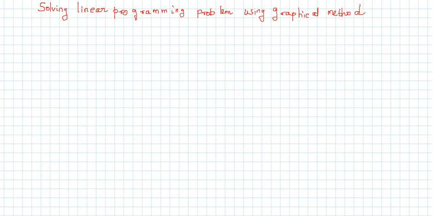Hello all, in this tutorial we are going to solve a linear programming problem using the graphical method. Normally we can solve a linear programming problem in two ways: one is the graphical method and the other is the simplex method. If the number of constraints is less than or equal to 2, you go for the graphical method. If the number of constraints is greater than 2, we can go for the simplex method. So let me solve a problem.